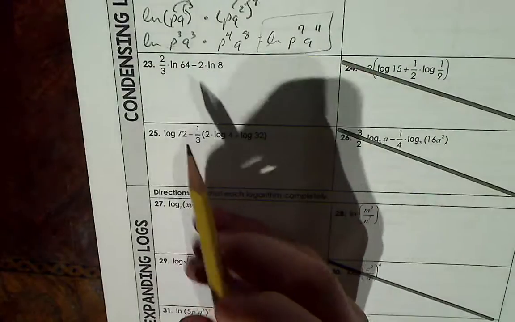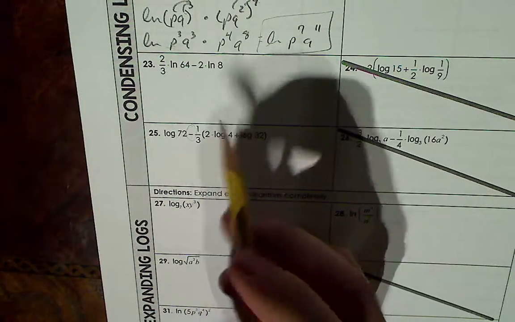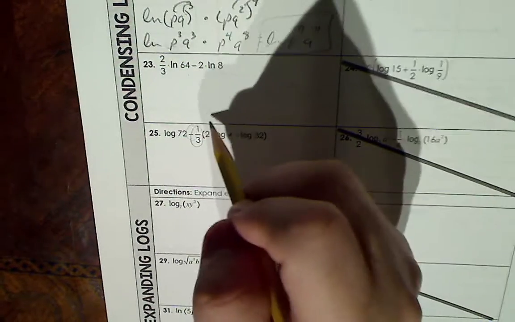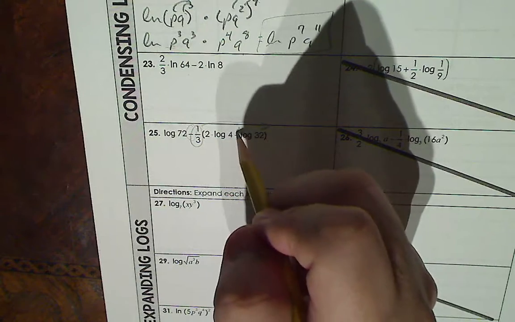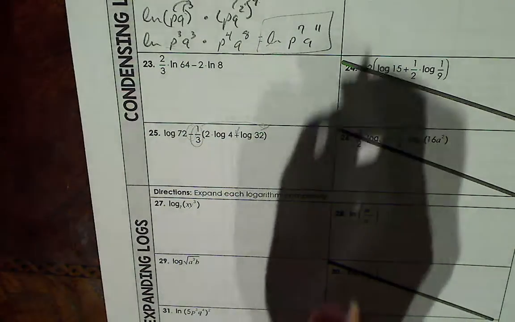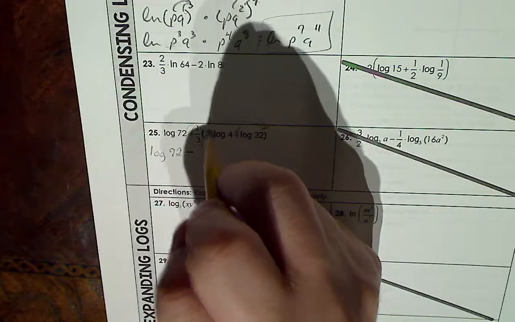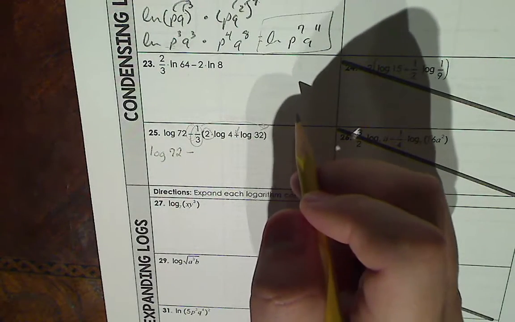Here's an interesting one. Number 25. So it's subtraction, which means I'm going to turn this into division. This is a coefficient to the power, and I have an addition right here. So I'm going to rewrite this and do what I can right now. Okay, so watch. So I have log of 72. I'm not going to do the subtraction yet, but I'm going to go ahead and, oh, there's a 2 right there in front as well.